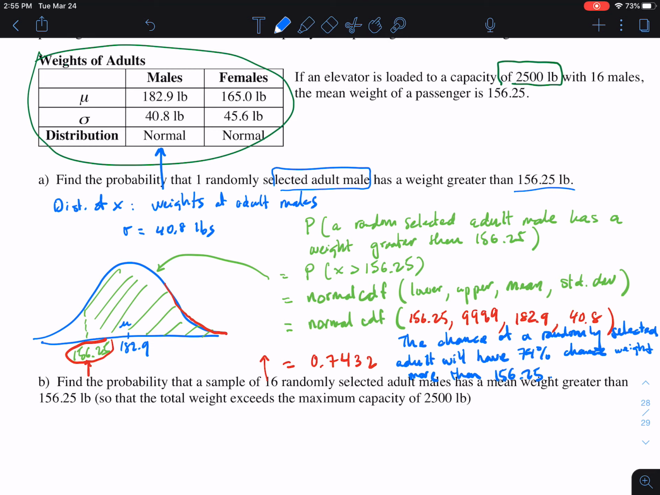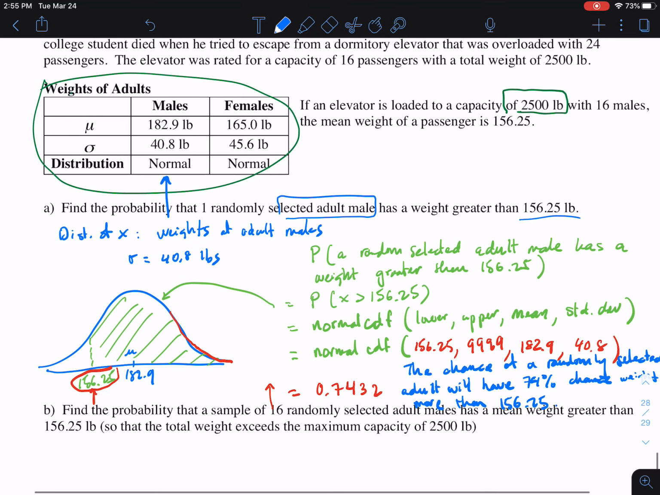So that's pretty high. You go on the street, you go up to a random adult male and ask what that person weighs. That person has a 74% chance of weighing more than 156.25 pounds. And I think you should do the same thing here. You can do this on your own. Go ahead and calculate what it would be for females instead of males. Do that on your own and see what the answer is. All right.